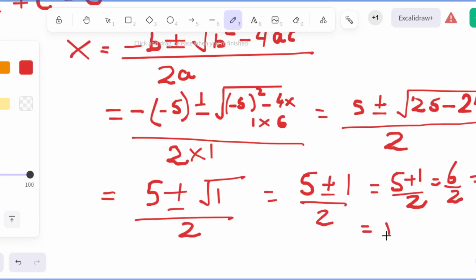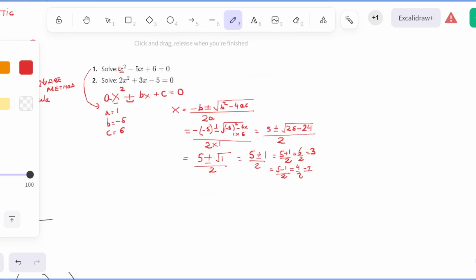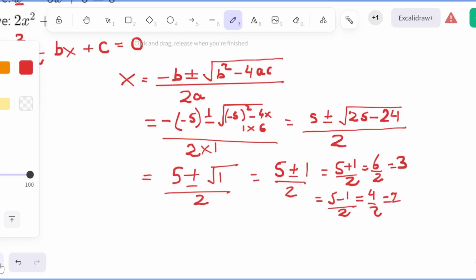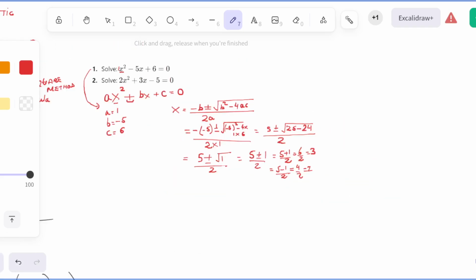And if you take a minus value, there are two signs, right? You have to take one by one. If you take the minus one, 5 minus 1 is 4, 4 upon 2, which will be 2. So what are the values of x that came out to be here? 3 and 2, right? I just minimized it so you can see the whole steps.